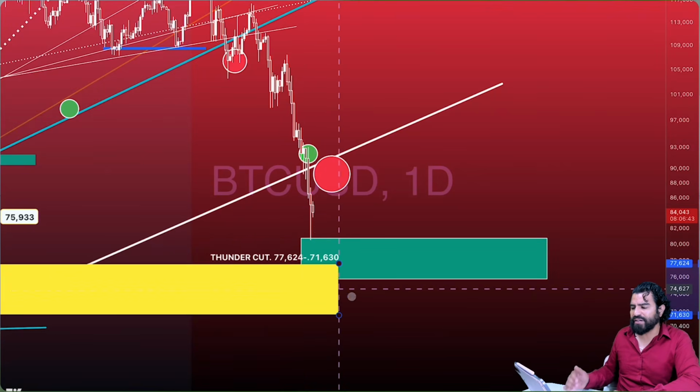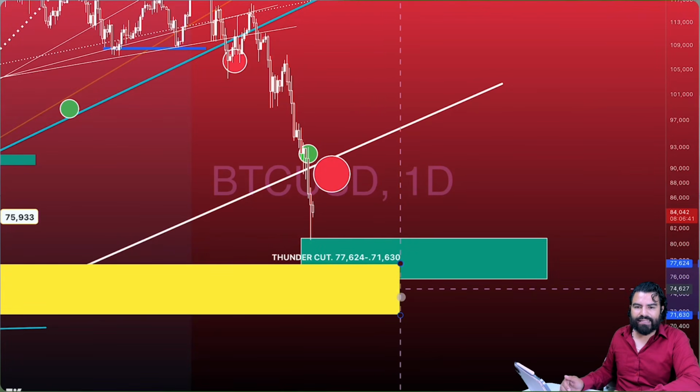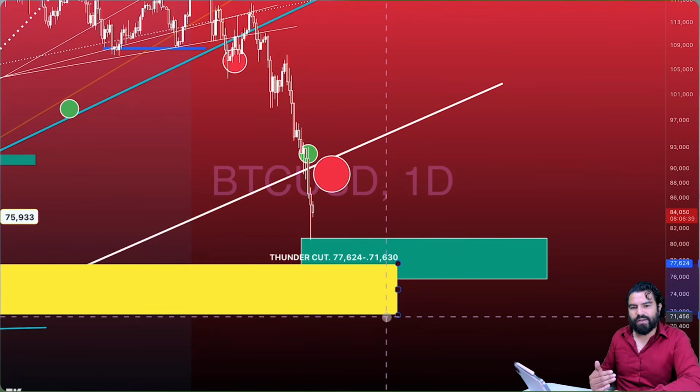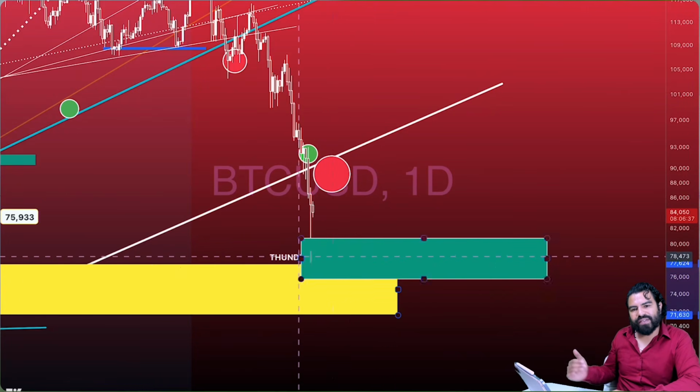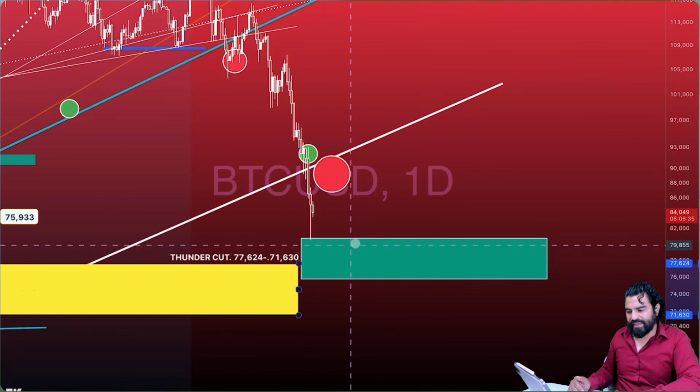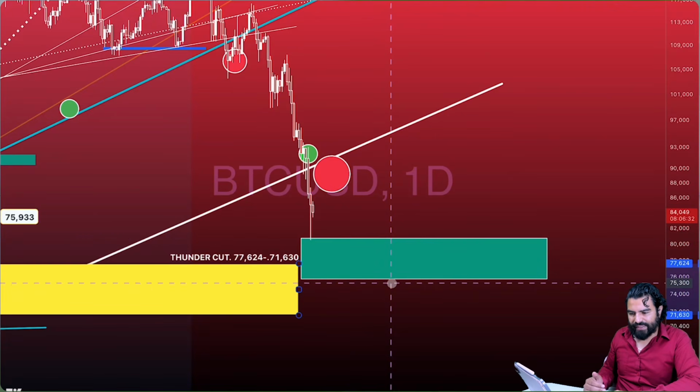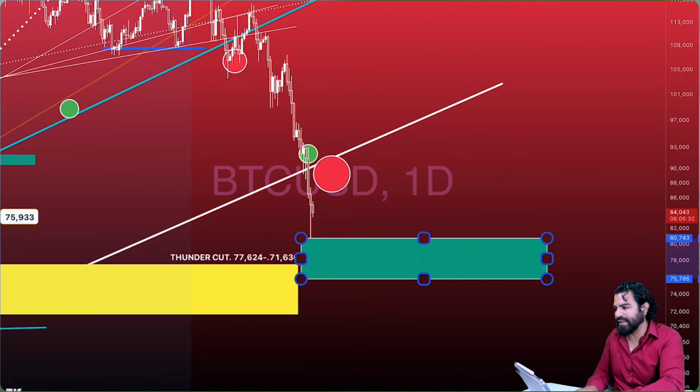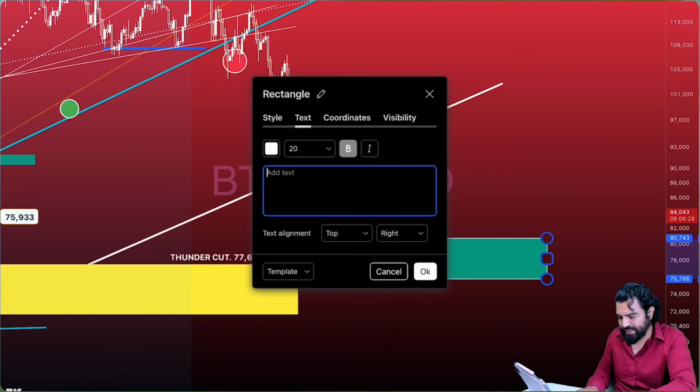We also understand that Thundercut is coming closer to 77 and 71,000. 71 being the liberal side from the top, and conservatively 77. Conservatively 80,000 and conservatively 75,000. So all of these are hit. Now this is just one map. I have another map for you guys.